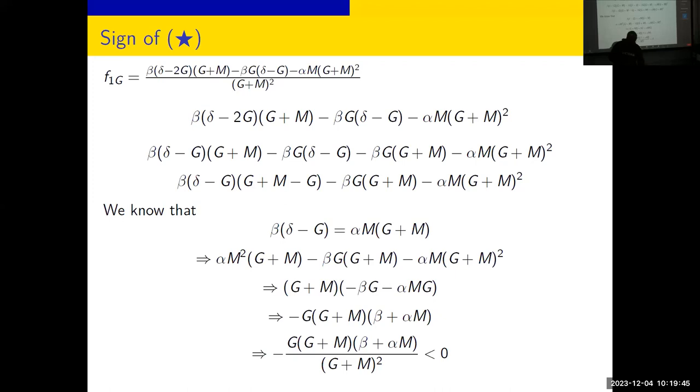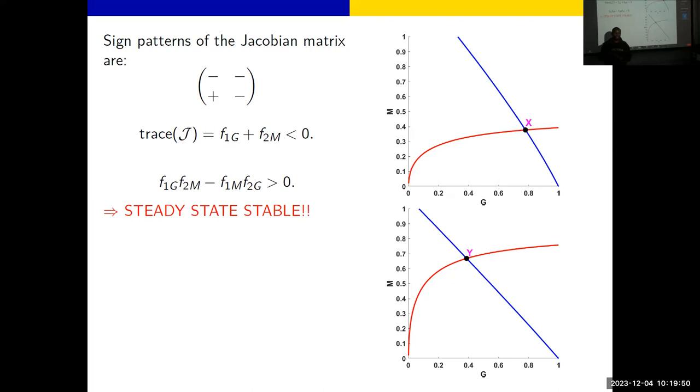Which means that the sign matrix of the Jacobian for this system is as given, where you have minus, minus, plus, and minus. From this sign pattern, it's very clear that the trace is negative when you add the elements along the main diagonal. And when you find the determinant of this matrix, it's going to be positive. Now, when you're dealing with a 2 by 2 matrix where the trace is negative and the determinant is positive, and this sign matrix has been obtained from the Jacobian of the linearized system of the original homogeneous differential equation, that confirms that the steady state for this particular system of equations is always stable.